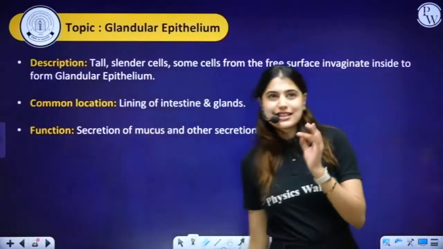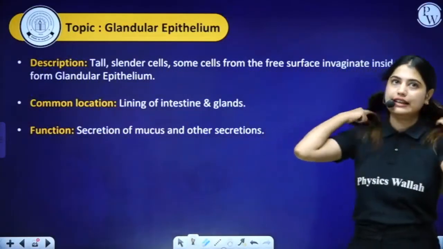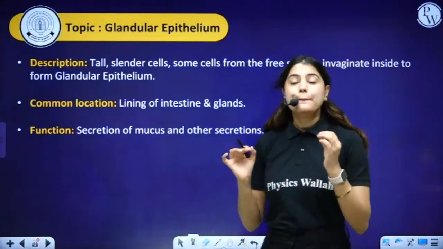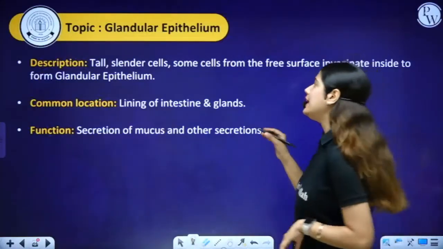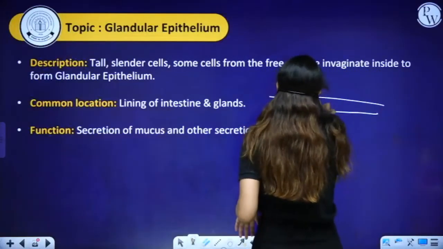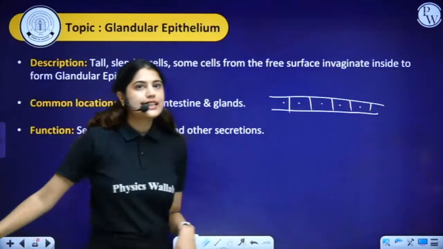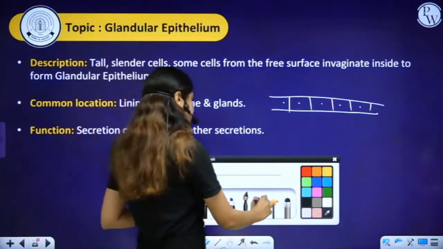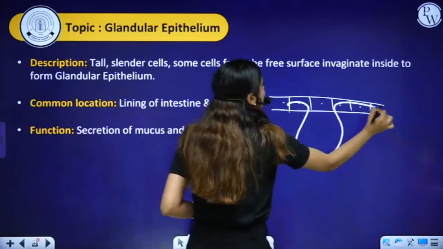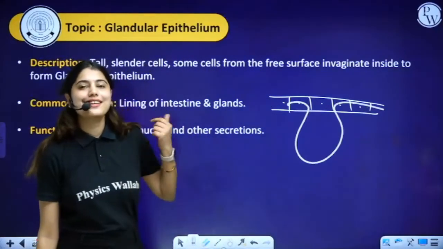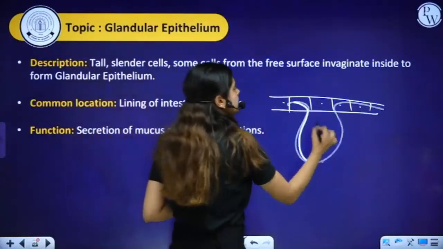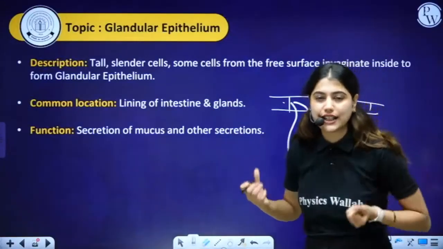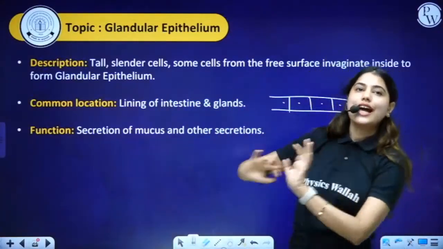Let's move to the last type of simple epithelium, glandular epithelium. Basically, how is it formed? Let's say these are the cells of the epithelium, and a portion of it folds inward. If I see this epithelium folding inwards, then it forms the glandular epithelium. Once it folds inward, what function will it perform? It is going to perform the function of secretion. That is, it will produce something and release it.